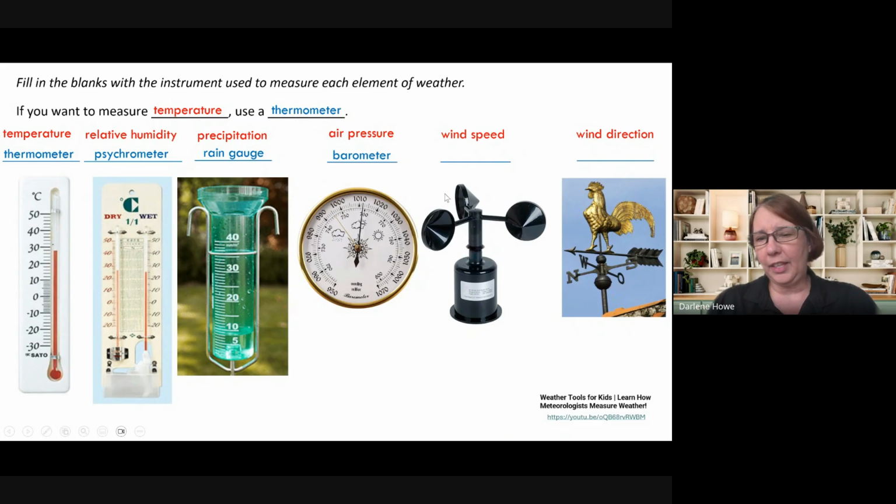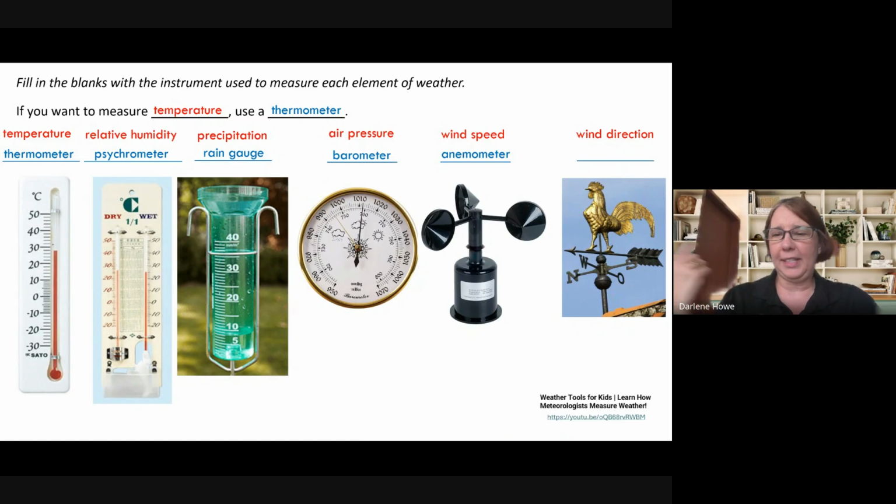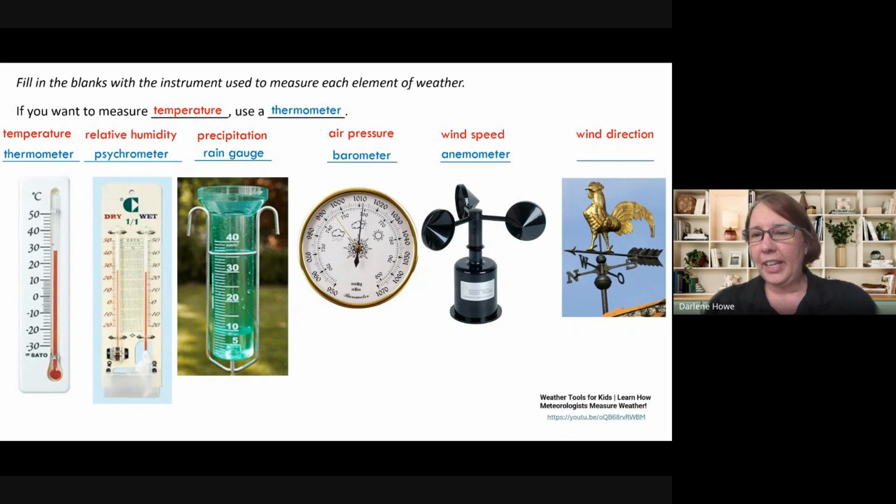Okay, the next one, wind speed. This funny little thing measures wind speed. What is its name? What do we call this instrument? That's an anemometer. Lots of syllables in that one, okay? Anemometer. And it rotates, it goes around, and it measures how fast the wind is blowing. All right, and the last one is the wind direction. We've got our little chicken on a stick, and he points in the direction of the wind.